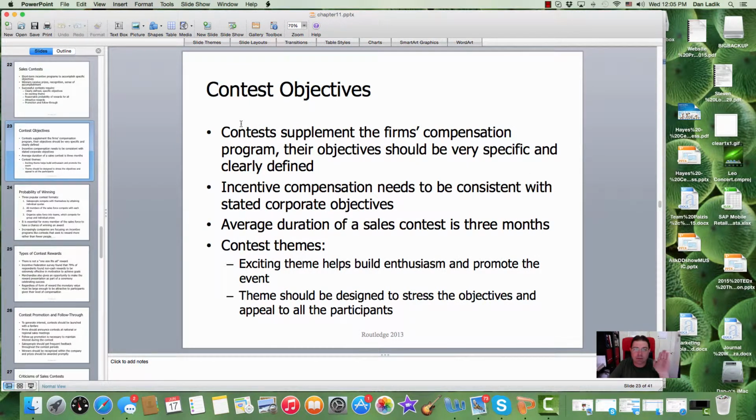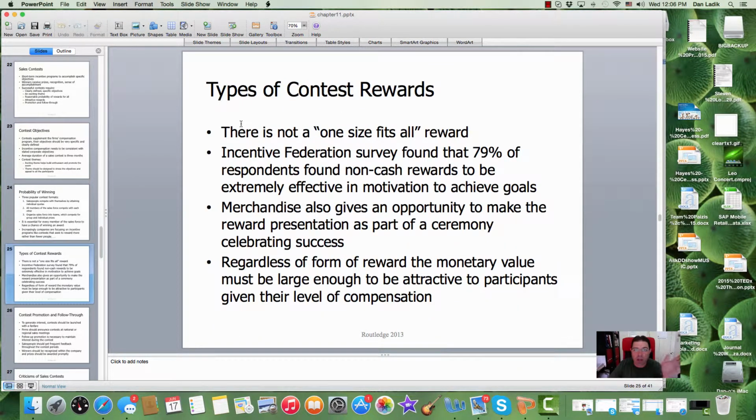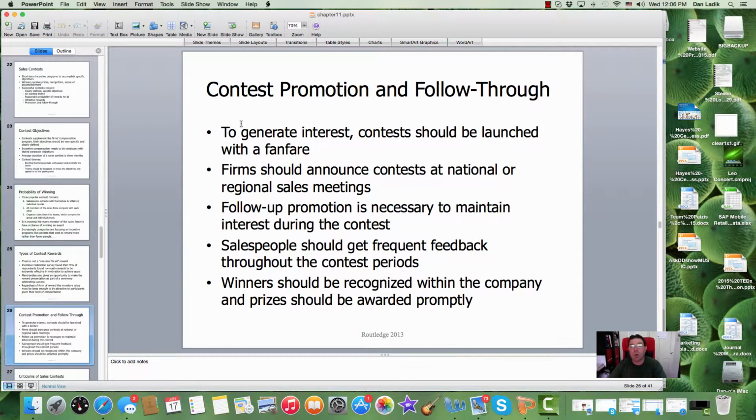Hopefully the contest is well designed. It has a good objective. There's a good probability of winning. There's a variety of types of rewards. There's follow-up and follow-through, so the contest isn't done for the sake of doing a contest. The contest actually aligns with something that the company wanted done. It's not just some random thing because sales are weak this quarter.